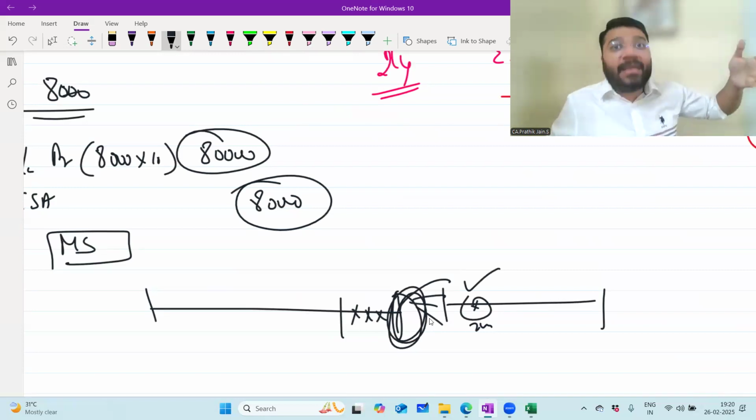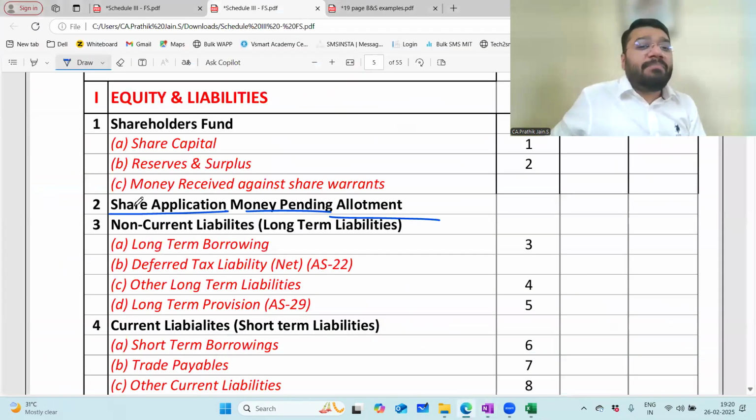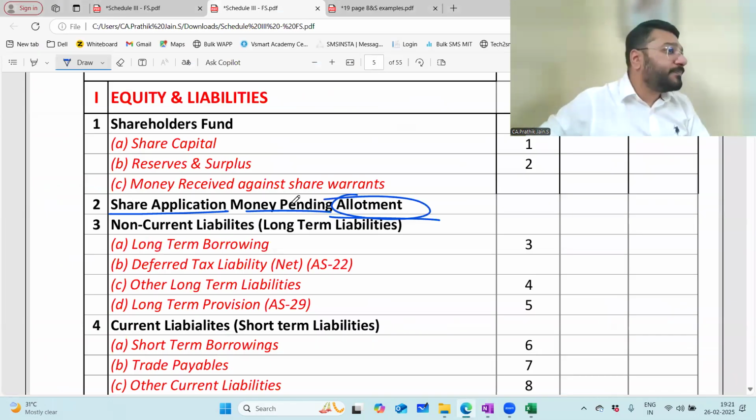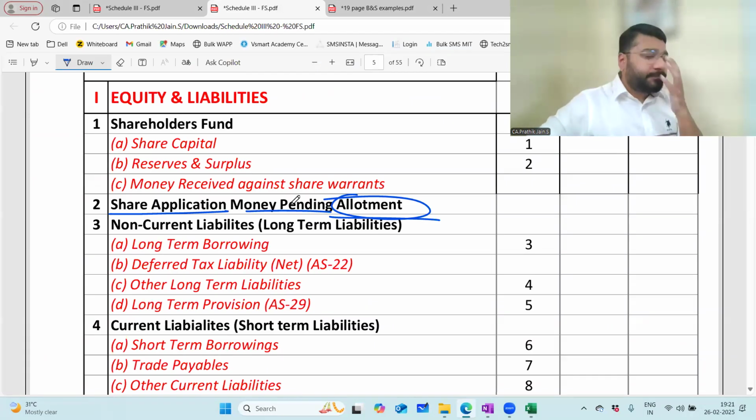What is current liability? What is the classification of current liability? What is non-current liability? What is the classification of non-current liability? I'll be discussing that next class. Today's discussion is only about these points pertaining to the allotment of shares. In this, do you have any doubts? So how many scenarios have we discussed? 4 scenarios we have discussed. In this, if you have any doubts, please ask.